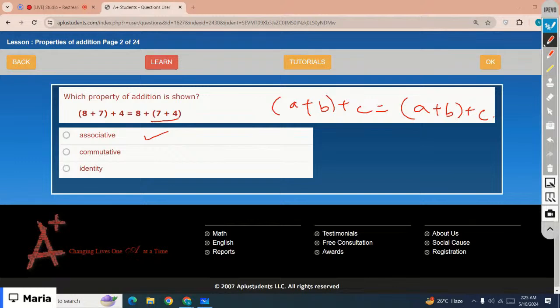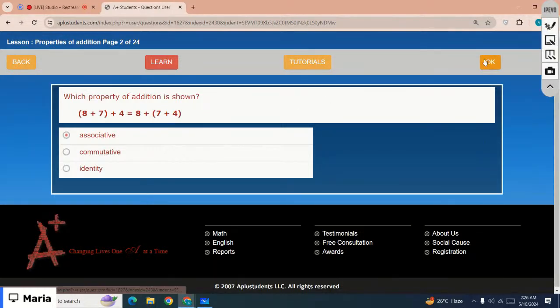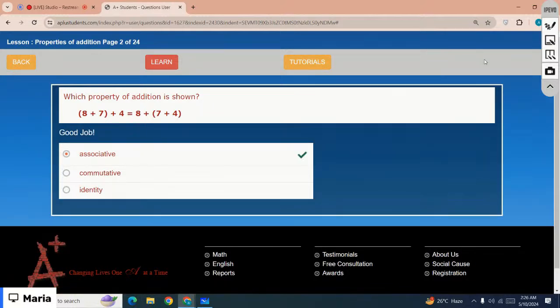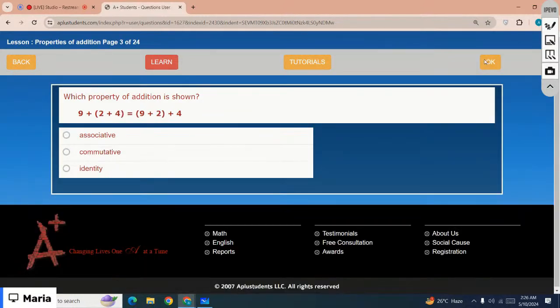The correct option is associative property. Option number one is the correct option. The one we learned earlier is the commutative property, and this one is the associative property. When you have three numbers involved and parentheses involved, that is known as the associative property.